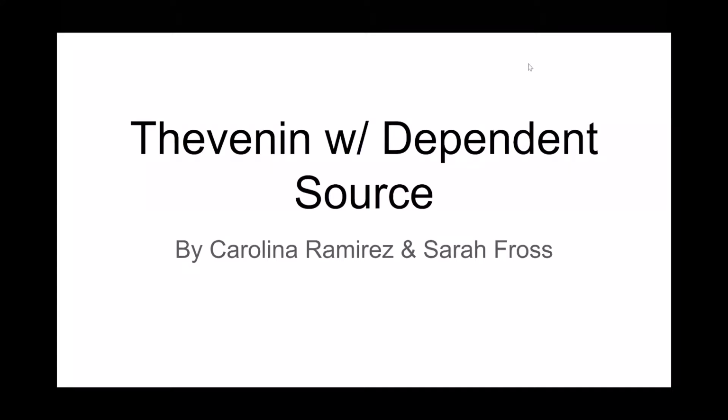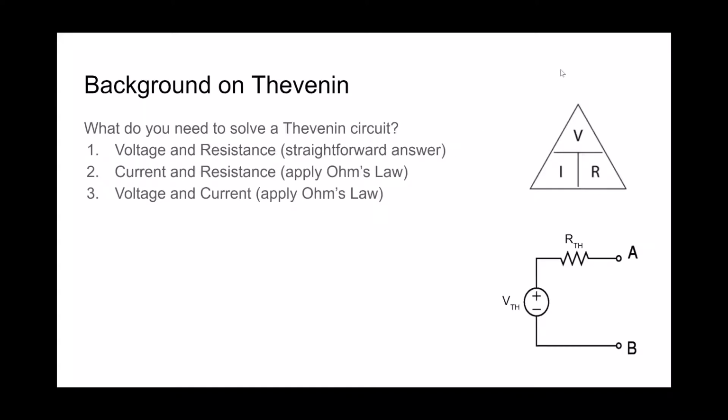In this video, we will discuss Thevenin equivalent circuits, particularly when you are given a dependent voltage source. Some background on Thevenin equivalent circuits is that they're supposed to look like the one on the bottom right. Of course, you want just a voltage for the whole circuit and an equivalent resistance, but if not, you can solve for another two variables and just apply Ohm's law.